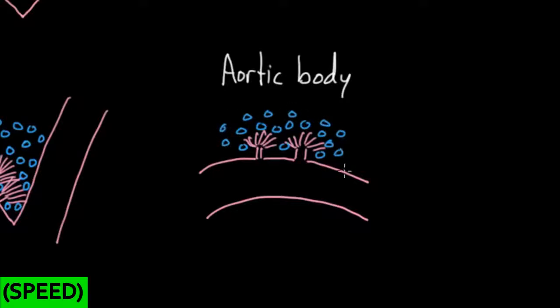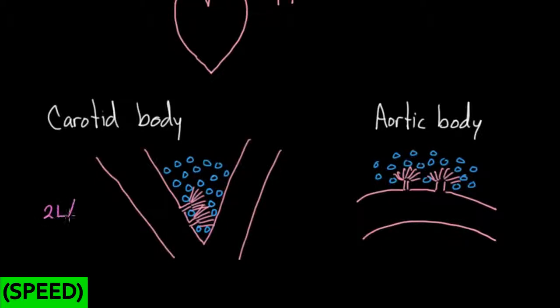So these blue cells together make up a body of tissue, and that's where we get the term aortic body and carotid body. Now, on the carotid side, one interesting fact is that this body of tissue gets a lot of blood flow. In fact, some of the highest blood flow in the entire human body. It's about 2 liters per minute for 100 grams.